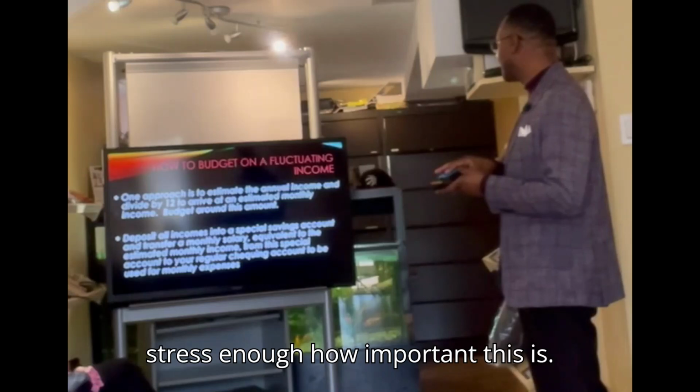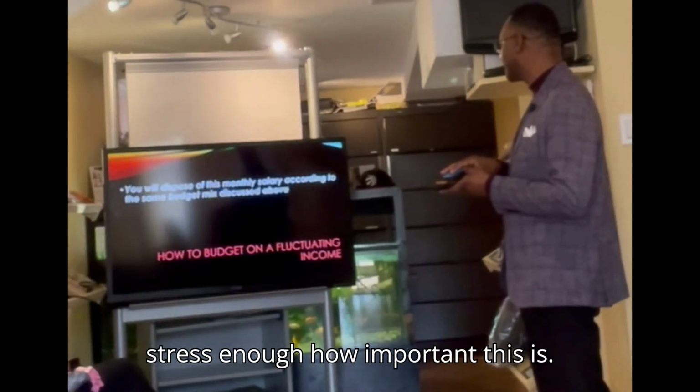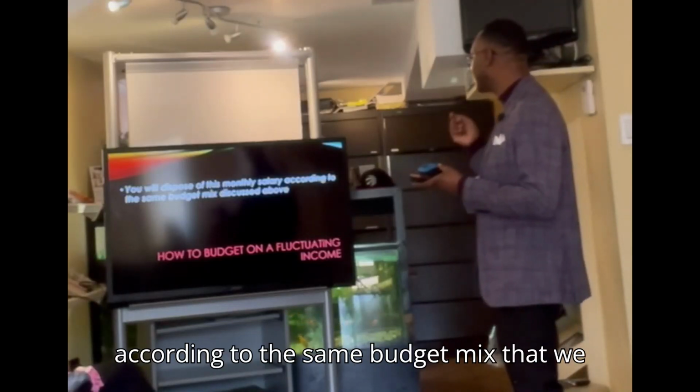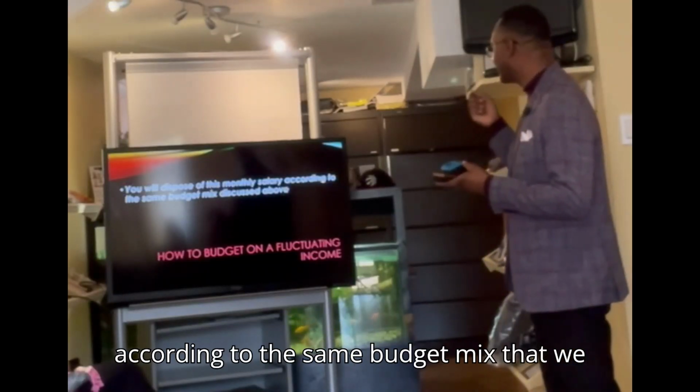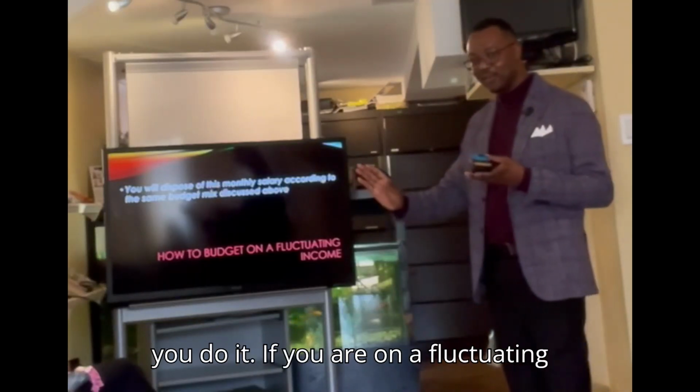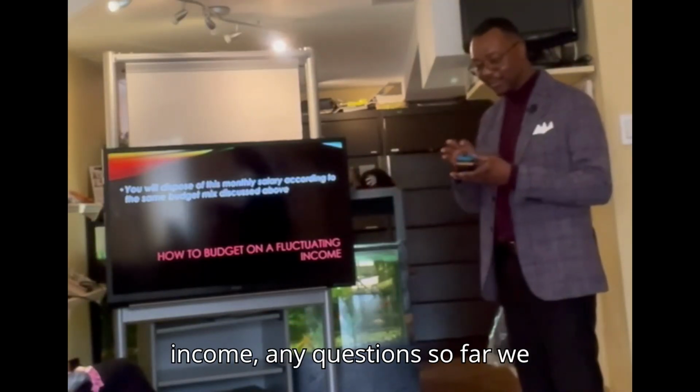Can't stress enough how important this is. You will dispose of this monthly salary according to the same budget mix that we have discussed above. Okay, so that's how you do it if you are on a fluctuating income. Any questions so far?